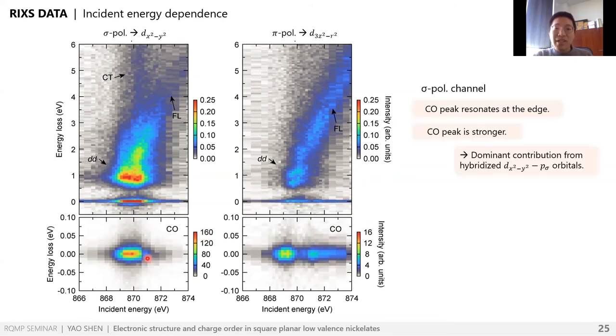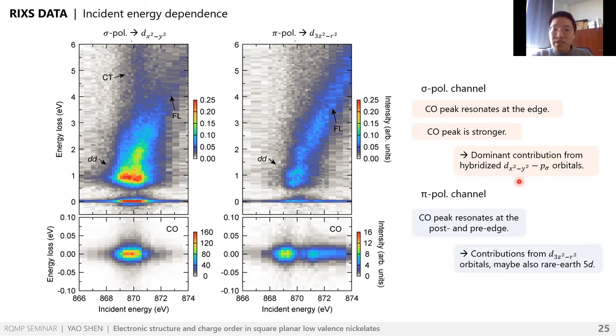So this indicates that the charge order in this material is dominated by the contribution from dx squared minus y squared orbitals and the oxygen p sigma orbitals. And this is similar to cuprates. However, the difference is the signal is also available in the pi polarization channel. Although it's much weaker, it's non-zero.